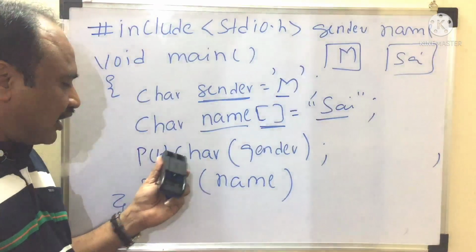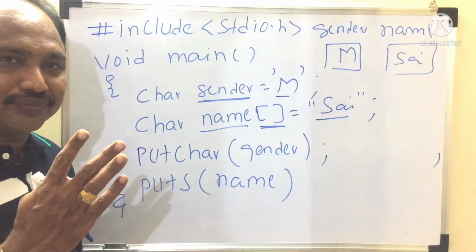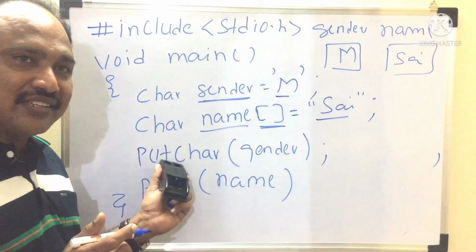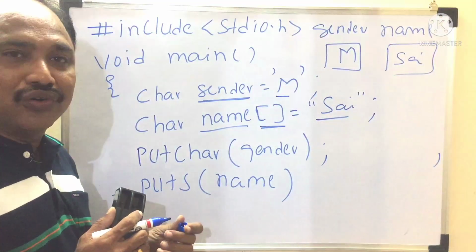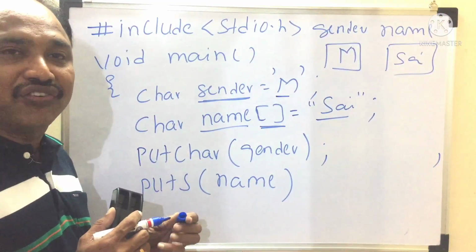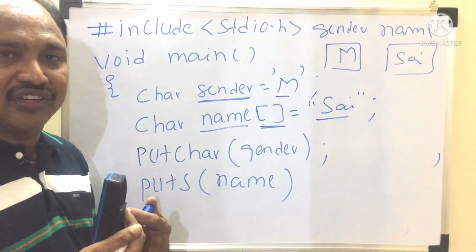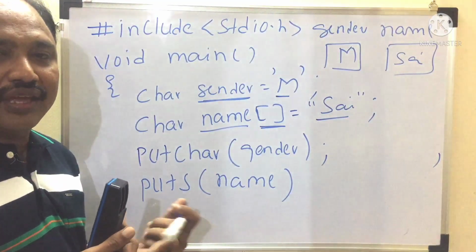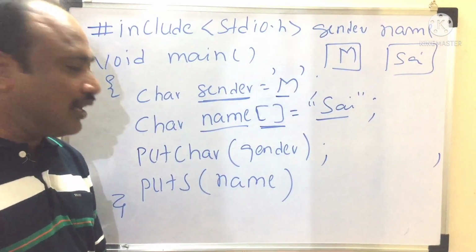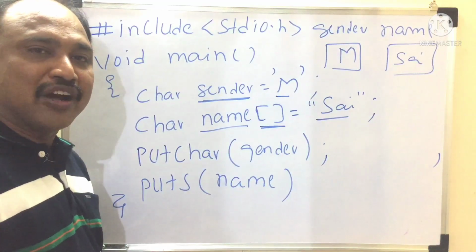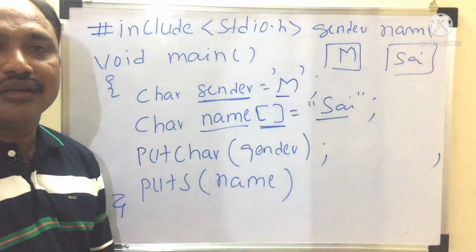See, while using putchar and puts, am I using percentile D, percentile C, percentile F? No. Hence it is referred to as unformatted IO. While using printf and scanf, we have to use percentile D, percentile C, percentile F. Then they are referred to as formatted. Here I am not using format specifiers. Hence they come under the category of unformatted.